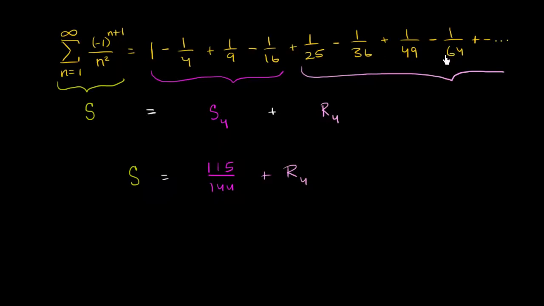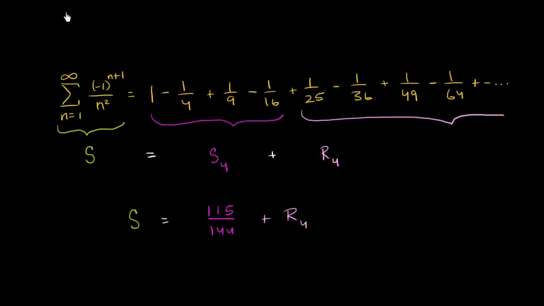So I'm assuming you've had a go at it. Let's write the remainder down. So r sub 4 is 1 over 25, minus 1 over 36, and so on. Actually, I don't even have to write it separately. I could show you right over here that this is going to be positive. How do I show that?